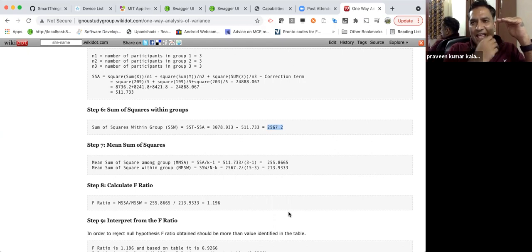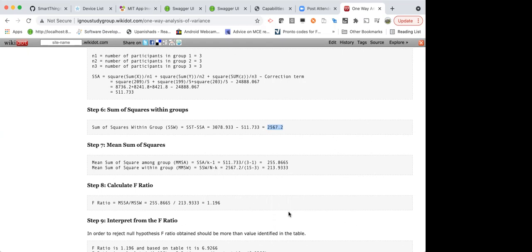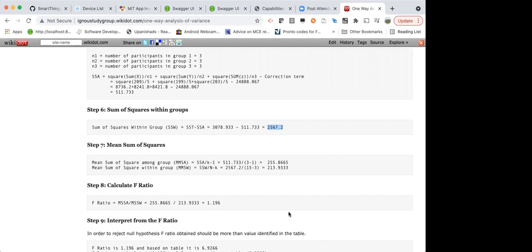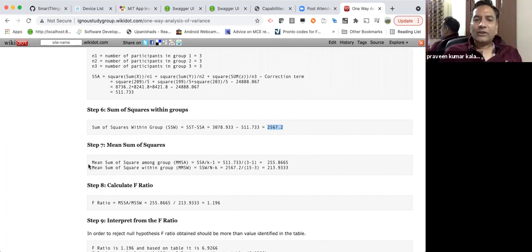Okay. Is it clear? This is important to understand. You find total, and you find difference between the groups, and now you are finding difference within the group. How you are doing within the group? You are removing from total, you are removing among the groups, and then you are saying that okay, within the group, this is what the variance is. Okay.